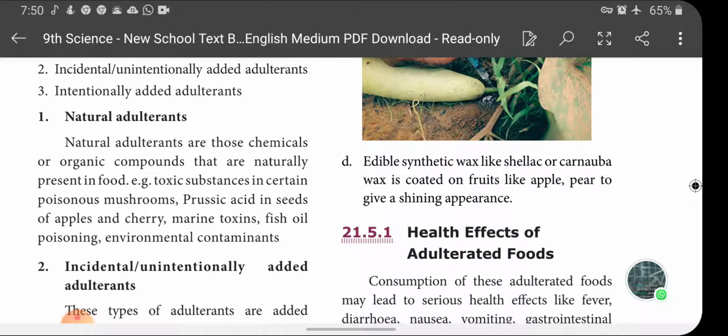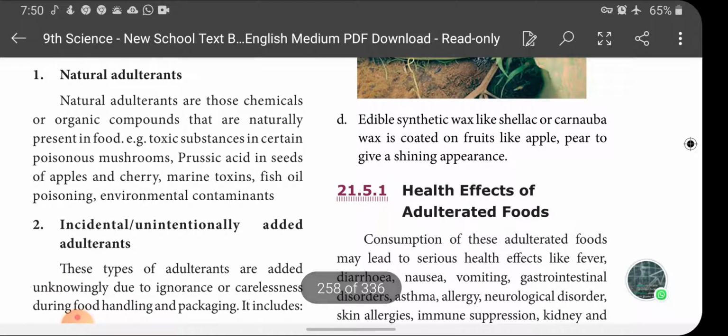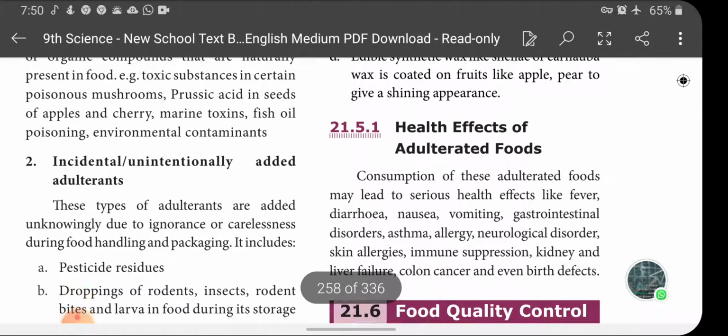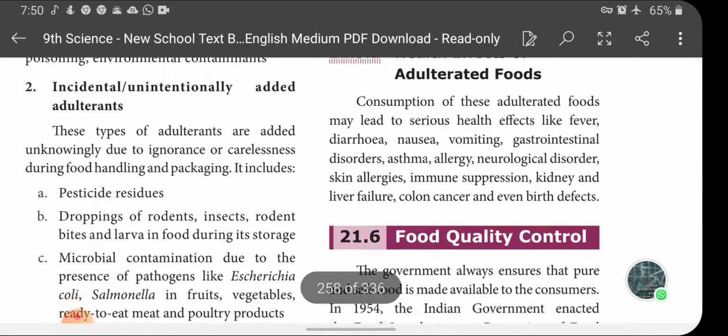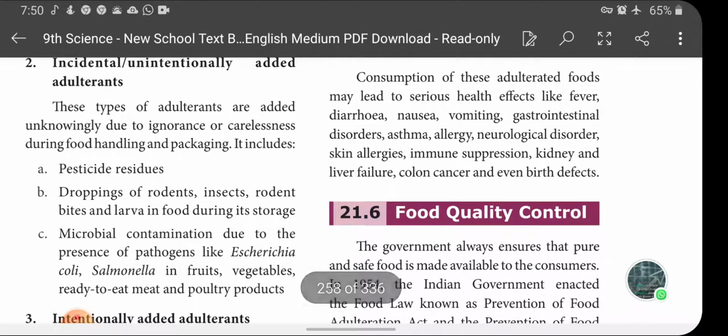Example: toxic substances in certain poisonous mushrooms, prussic acid in the seeds of apple and cherry, marine toxins, fish oil poisoning, environmental contaminants. These are natural adulterants. Incidental or unintentionally added adulterants. These types of adulterants are added unknowingly due to ignorance or carelessness during food handling and packing.